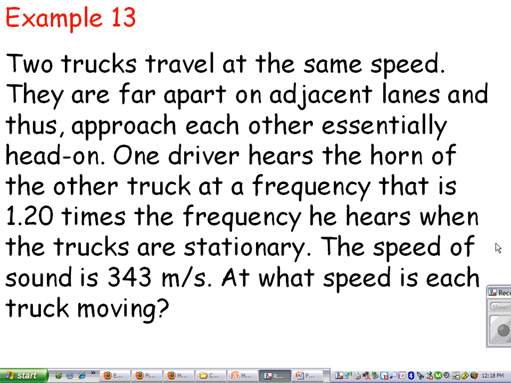Here's another example that is a slightly different approach to this problem that you'll see sometimes. It says two trucks travel at the same speed. They are far apart on adjacent lanes and thus approach each other essentially head-on. One driver hears the horn of the other truck at a frequency that is 1.2 times the frequency he hears when the trucks are stationary. So this observed frequency is 1.2 times larger than the actual frequency. The speed of sound is 343 meters per second. At what speed is each truck moving? So what I'd like to do is see if you can pause the video, figure out how to approach this problem, and then we'll have the solution in the next slide.